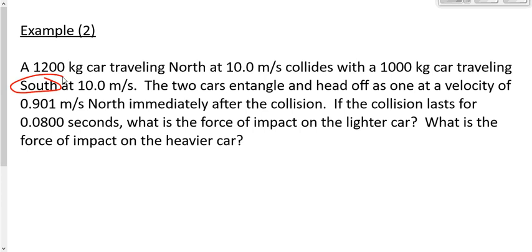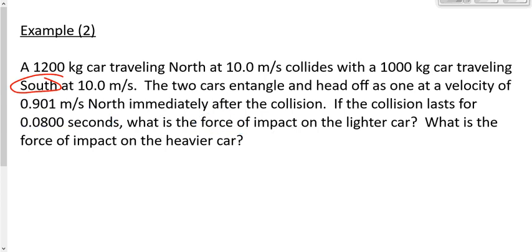Okay, what do you got to do here? This is impulse. We know that because we have force and time. Remember back on our always list here, force and time gives us impulse. Pick a car, any car. Which car do you want to deal with, the light car or the heavy car? Doesn't really matter. Which one do you want to do? The light car, the 1,000 kilogram car?